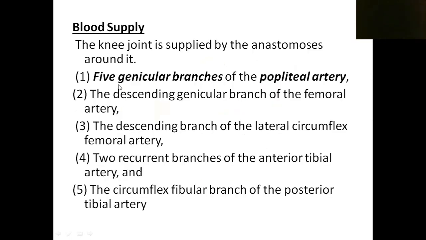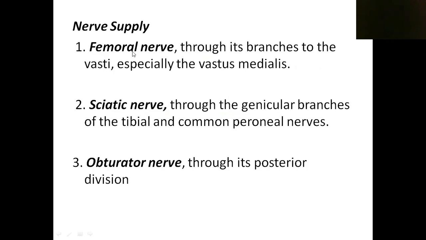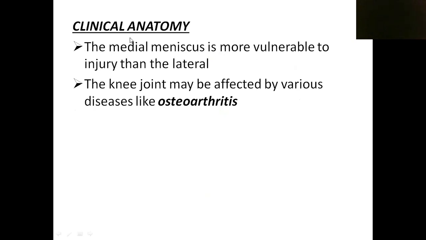Now, blood supply. It is supplied by five genicular branches of the popliteal artery. That's the main blood supply. Then the nerve supply is by the femoral nerve, then the sciatic nerve, then the obturator nerve. And clinical anatomy. See here, the medial meniscus is more vulnerable to injury than the lateral meniscus. Then osteoarthritis, that you know. This knee joint is also affected by osteoarthritis. So these are some of the important points of this knee joint.